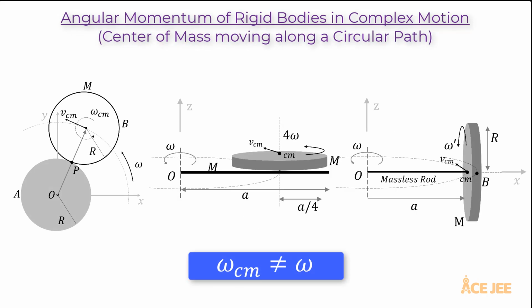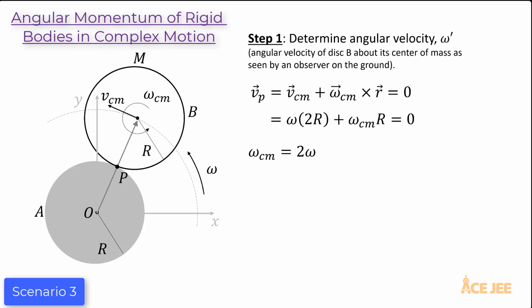With that, let's look at three scenarios wherein the angular velocity of the rigid body about the center of mass is not equal to the angular velocity of the center of mass. Starting with this one, here we have two disks A and B, with disk A held stationary and disk B rolling along the circumference of disk A as shown. And it is given that there is no slipping, which means that the velocity of point P of disk B, which is in contact with disk A at the instant, is 0.